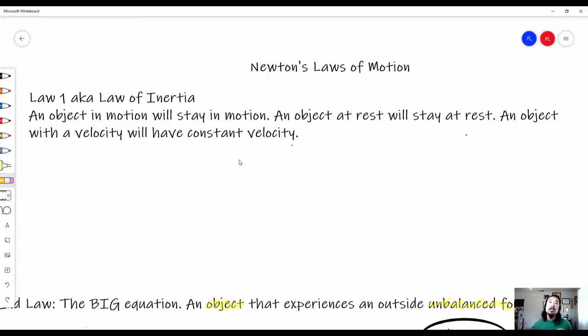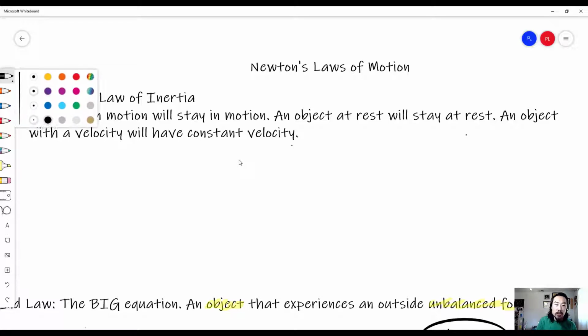The first law is the law of inertia. It says an object in motion will stay in motion, an object at rest will stay at rest. If you really think about it in terms of equations, that means that an object with a velocity will have constant velocity. And let me show you why this is important.